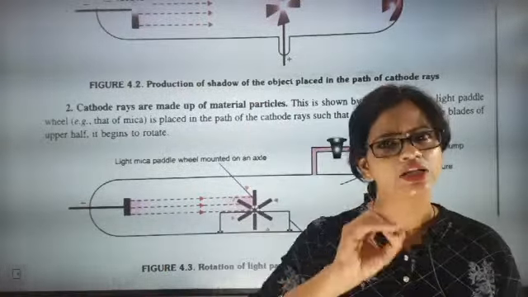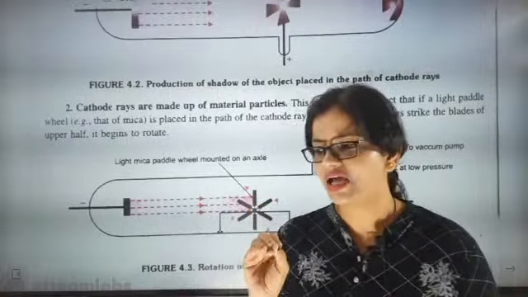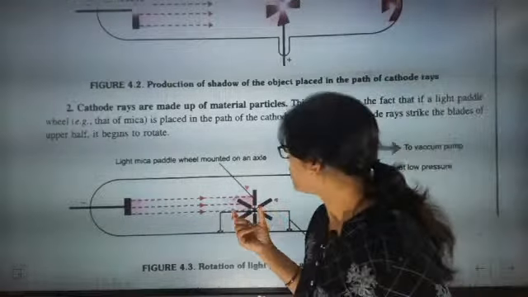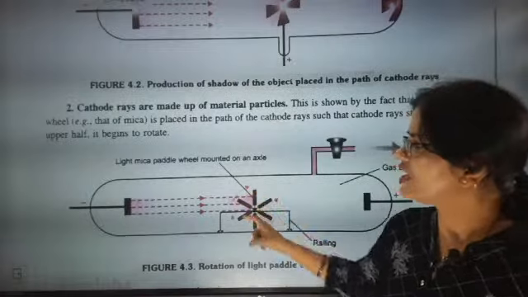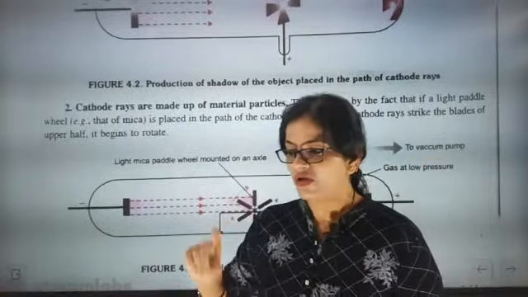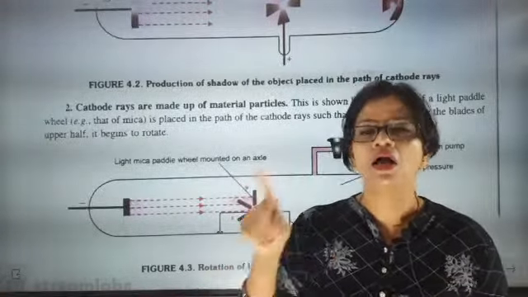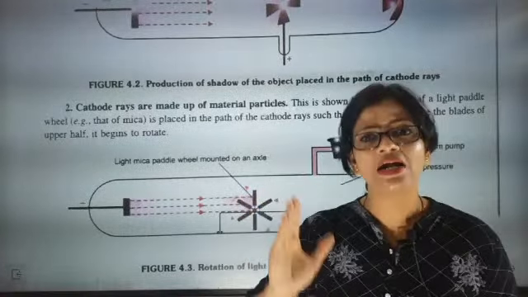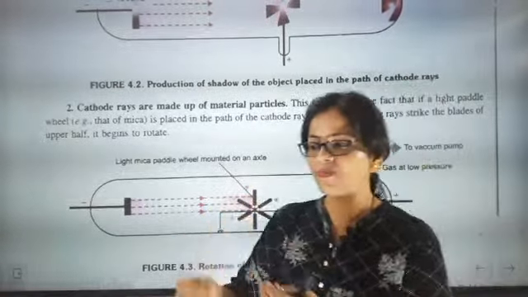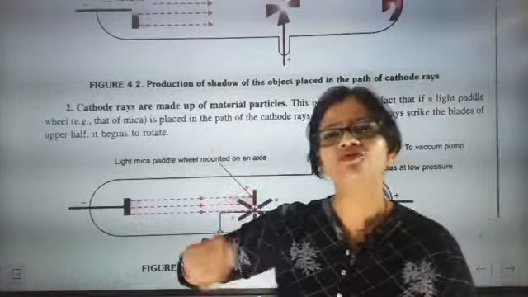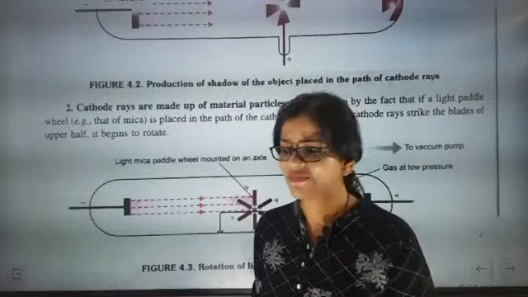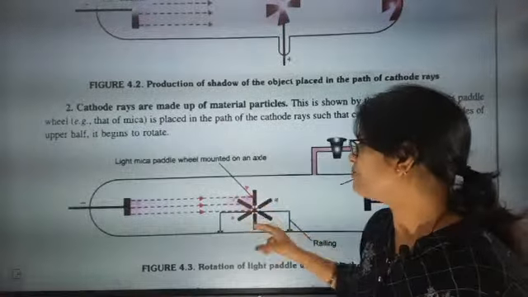In the same way, cathode rays are made up of particles. How to prove this point? What we have done here is, we kept a rotating wheel mounted on an axle. We have a very light mica paddle, with no heavy metal content. Mica paddle means a paddle which can rotate, like when you pedal a cycle the wheel rotates. In the same way, very lightweight mica plates have been taken, and with those plates a paddle has been formed.